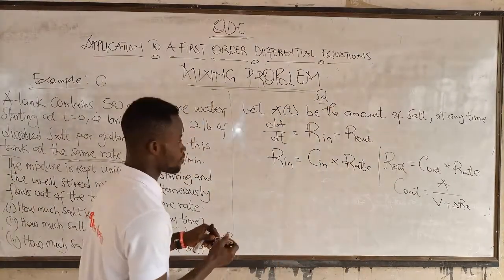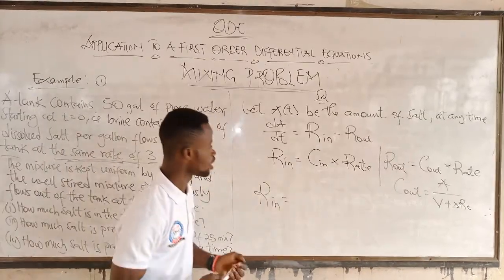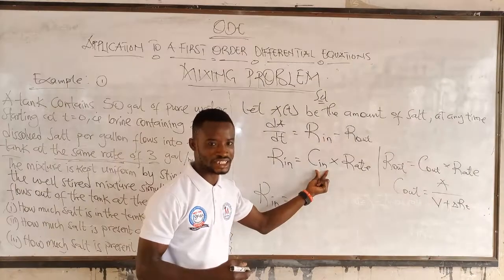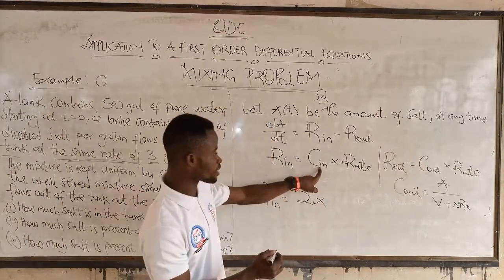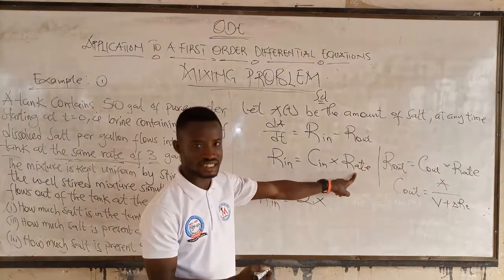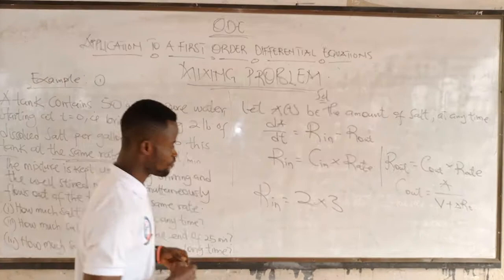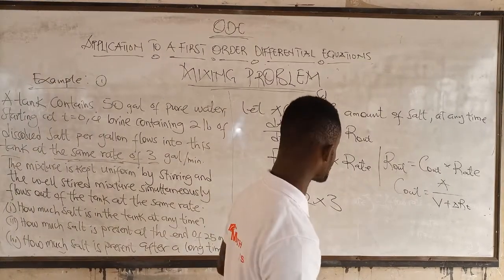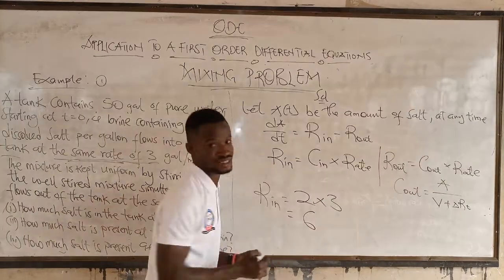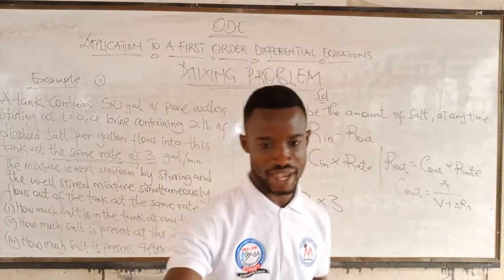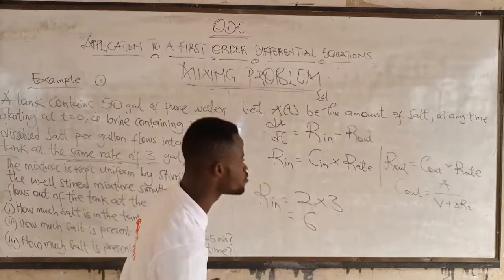So now, the inflow rate is going to be equal to the concentration in, which is 2, times the rate, and the rate is 3. Hope it's clear. Very good. Then we know that the inflow rate is equal to 6. Then now we come to the outflow rate.